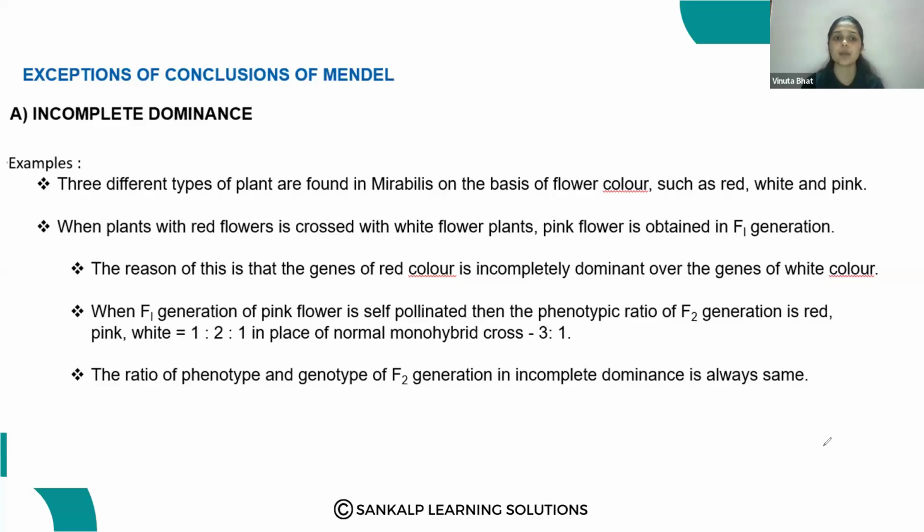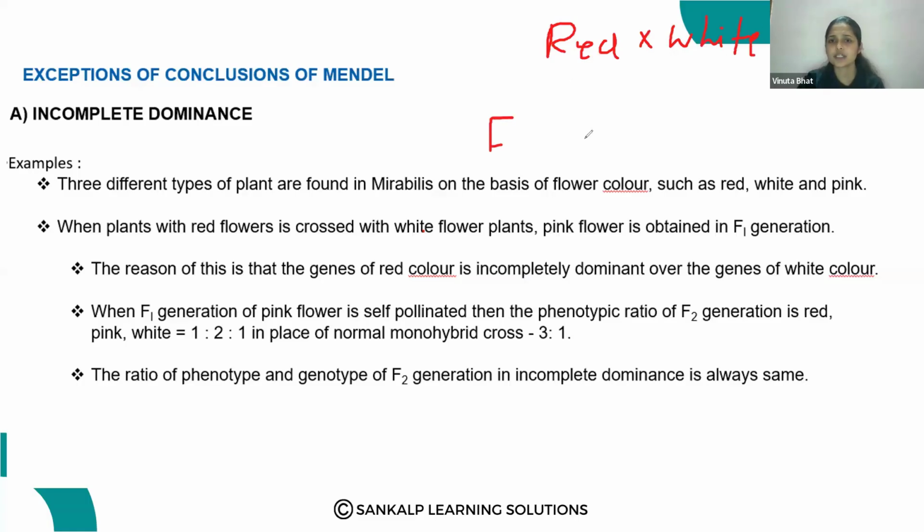When the plants with red flowers are crossed with white flower plants, pink flower is obtained in the F1 generation. See here, red color producing plants and white color producing plants were crossed.